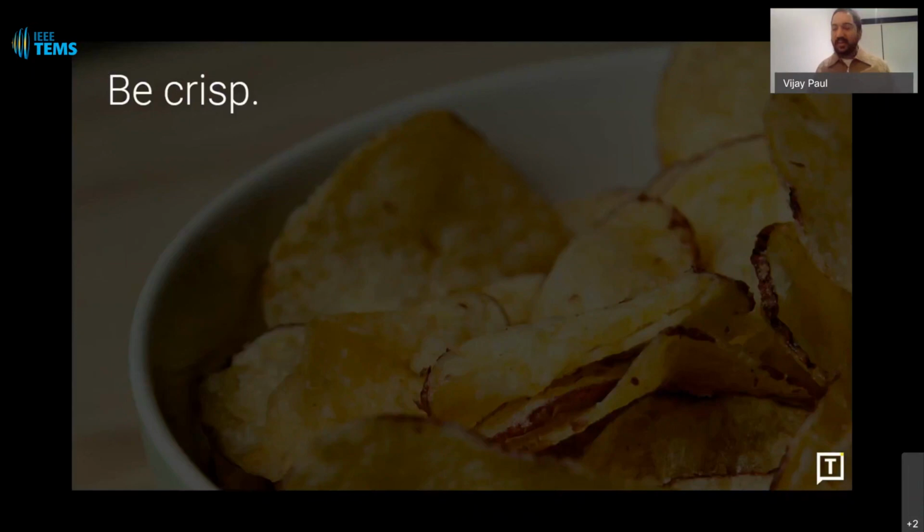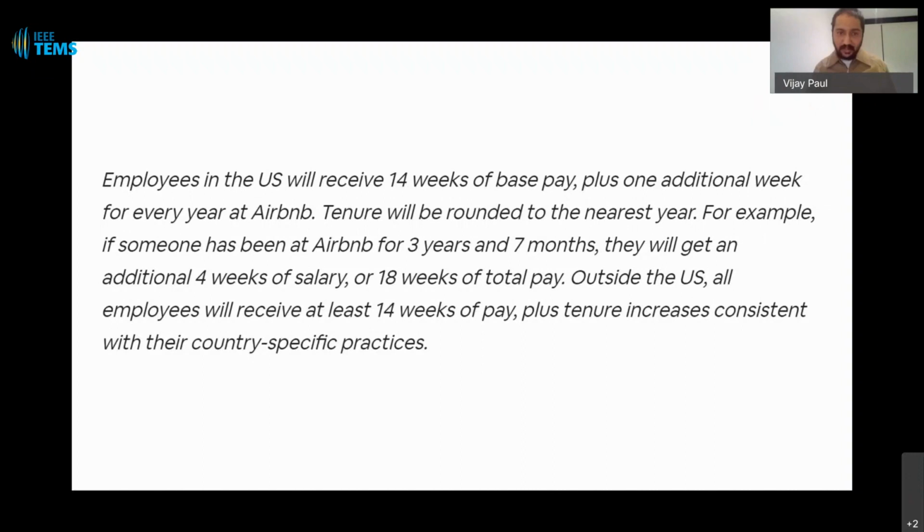Be crisp. I think I already made that clear with Jacinda's example. And I'll just take this example of Brian of Airbnb again. This is a speech where he's talking about the layoffs that are happening. He makes it very clear regarding 14 weeks of base pay, what will happen if you have worked in the company for these many years, and if not. And he goes on to explain the medical benefits and all those things. He doesn't beat around the bush and say, oh, we thought about it a lot, and we are being very generous to do this and that for you.